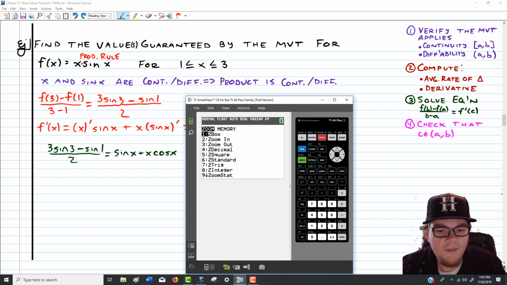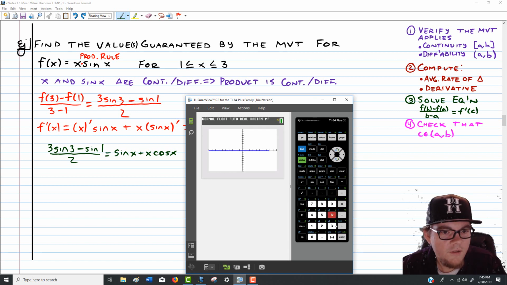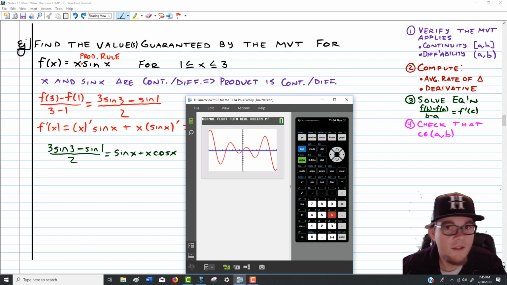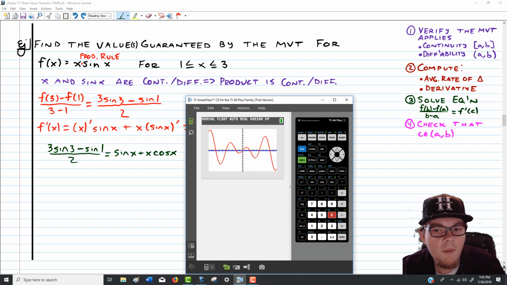So now if I just go to graph this on the standard window, you'll see that there's a lot of values in there. And that can make things a little bit intimidating. You might feel like there's an infinite number of answers, and in fact there are. There are an infinite number of places where the tangent line has this slope. But remember, the final piece that we need to go through is to check that our values fall on the open interval that we were interested in the first place.